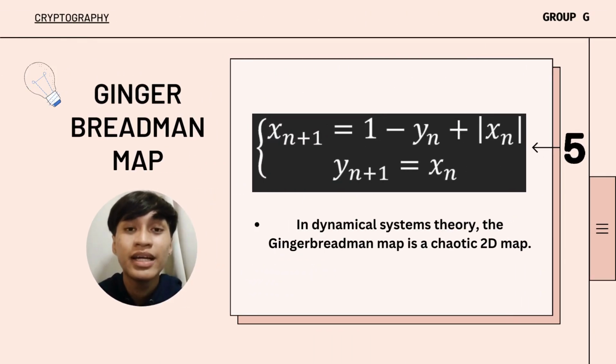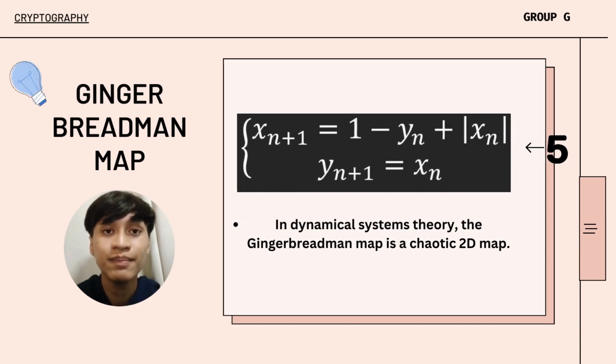Gingerbread man map. As shown in equation 5, in dynamical theory, it is a chaotic 2D map. The higher dimensional maps are complex but have a larger key space and are more robust compared to 1D maps. In the next part, we will see how the chaotic system combines with DNA encryption schemes for the development of a strong crypto system for image encryption.